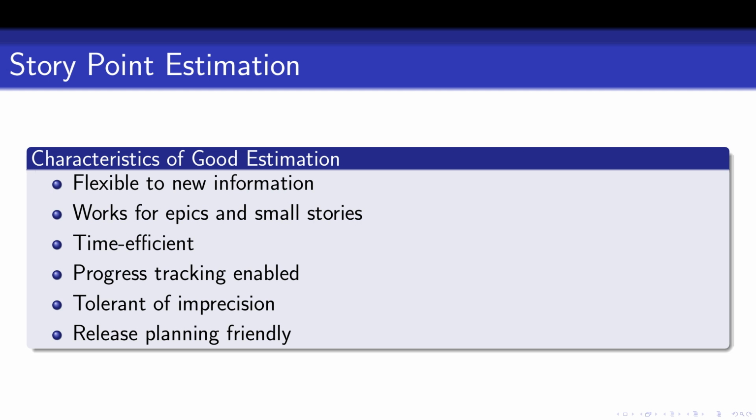Estimation should be flexible to new information, quick to perform, and work for both large and small tasks. It also enables progress tracking and supports release planning. While precision is not critical, consistent and collaborative estimation ensures teams remain aligned on expectations.